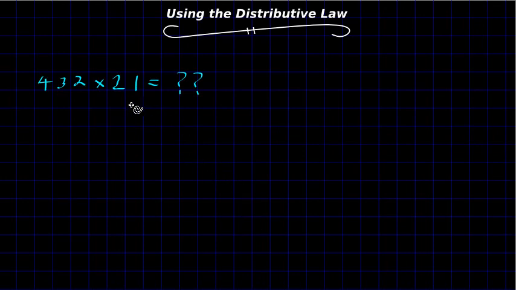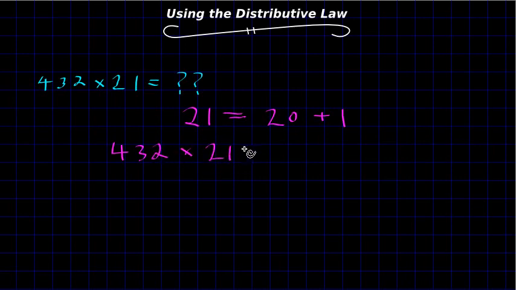For our next example, let's multiply 432 by 21. We can help ourselves if we expand 21 and write it as 20 plus 1. That comes directly from the number system. That's what 21 means. Therefore, 432 times 21 is equal to 432 times 20 plus 1.